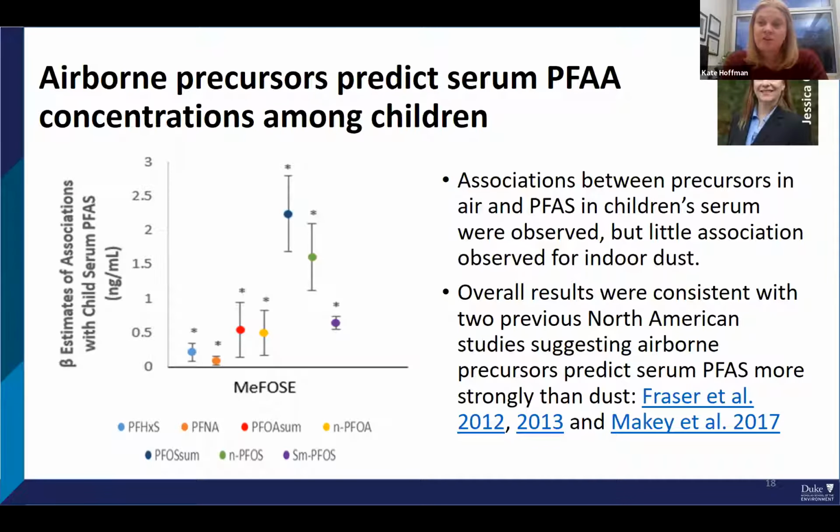Similar associations have also been reported for the FTOHs. We didn't see that as strongly here with air, but that was certainly reported in the previous cohort Tom mentioned, but also in a cohort of office workers in Boston that Tom was involved in as well. Importantly, there were no strong associations with dust in this cohort. So it really does look like that kind of airborne pathway may be more important in terms of tracking exposure.